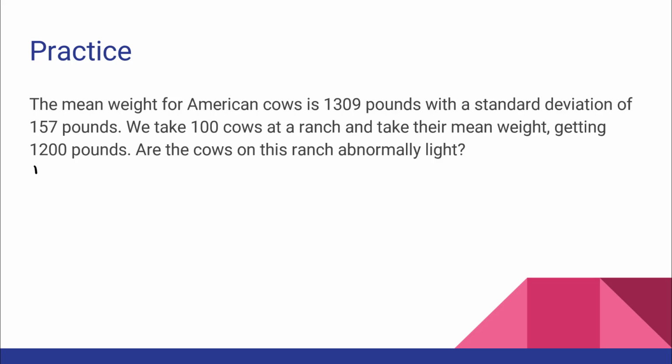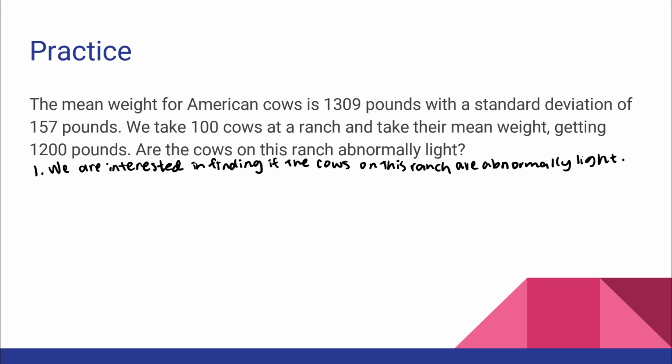So the first thing we say is what we're interested in. So in context, what are we interested in finding out? So we are going to say, we are interested in finding if the cows on this ranch are abnormally light. We basically just repeat the question so that people know that we know what we're doing. Next, we can go on to step 2 and list out our important numbers and our hypotheses.